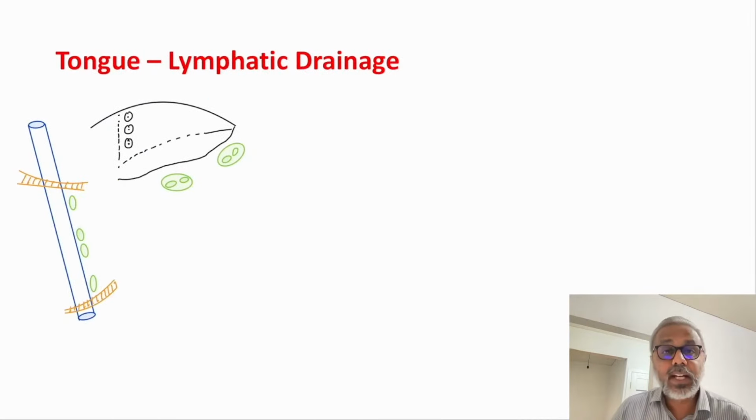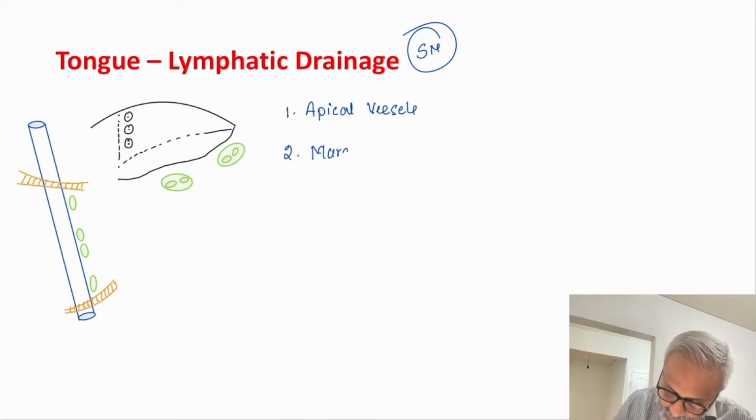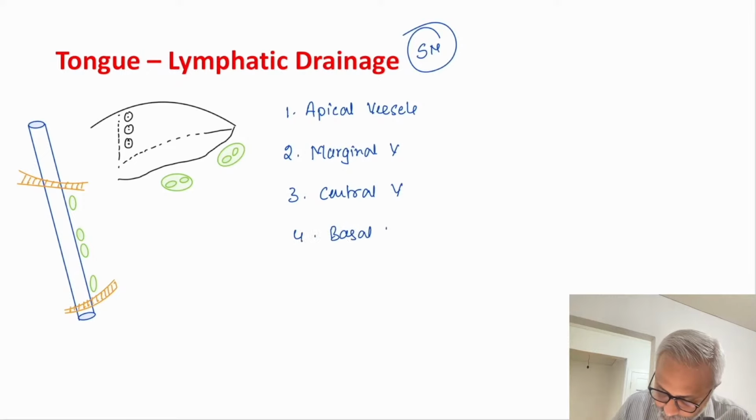Once we have learned this, let's talk about lymphatic drainage of the tongue. This could be one topic which can be asked as a short note or a 5 marker. Now, how do we describe the lymphatic drainage? The lymphatics of the tongue are divided into the apical vessels, then we have the marginal vessels, then we have central vessels, and then we have the basal vessels.